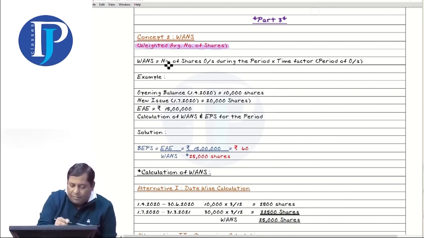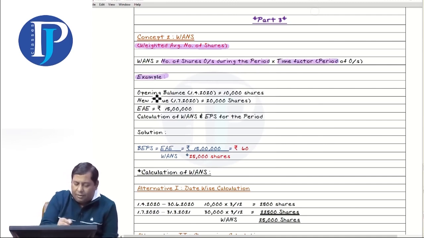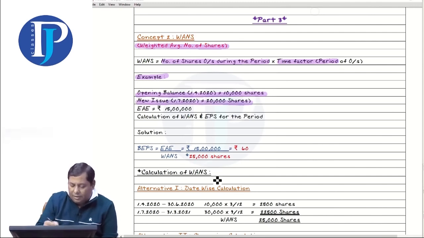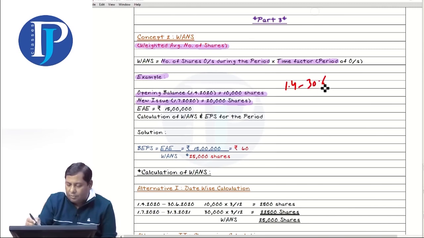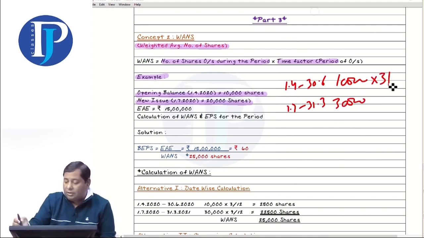Weighted average number of shares outstanding during the period, time factor. Example: we had an opening balance of 10,000 and we issued new 20,000. So from 1 April to 30 June, and July 1 to March 31. Earlier I had 10,000 shares, now it's 30,000 because 20,000 new have been issued. I will put 3 months on this and 9 months on this.